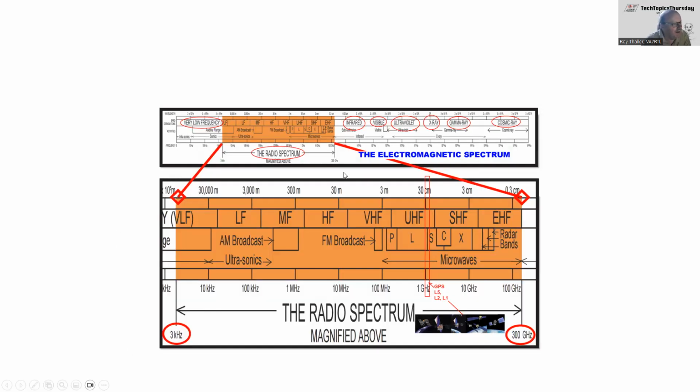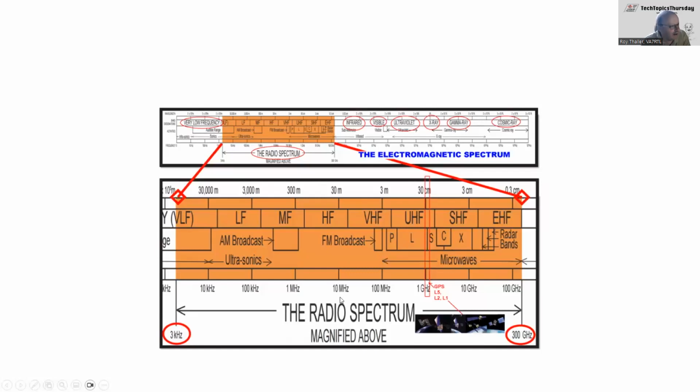Now, you can take the electromagnetic spectrum, and here, for example, you have the radio spectrum, and you can take this and enlarge it. Basically, you go from one end, from the AM broadcast band and ultrasonics, all the way up to radar bands. And here's the frequency. So you're going from like 1 kilohertz all the way up to 100 gigahertz, and depending on what you're using it for, you have your different FM broadcasting and microwaves.